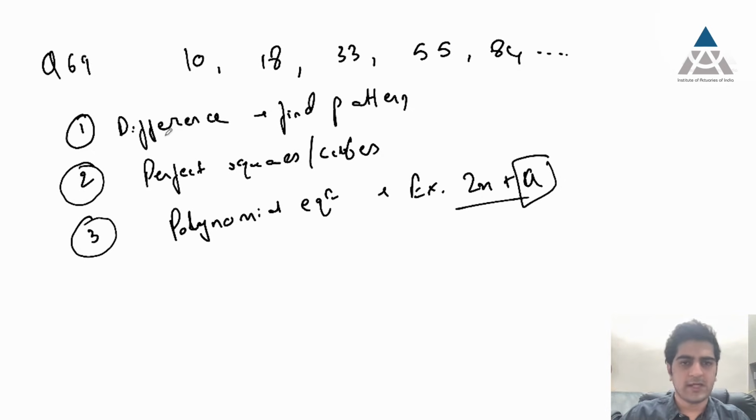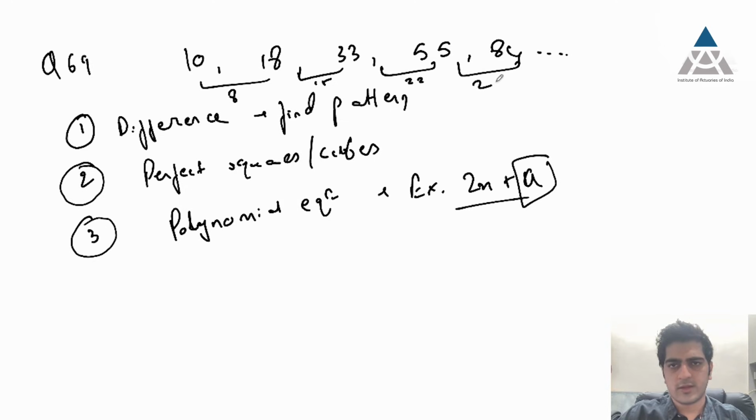Okay. So first, as I said, always let's find the difference. So here the difference is 8, 15, this is 22, this is 29. So what are the differences? Your differences are 8, 15, 22, 29. Can you find a pattern here?